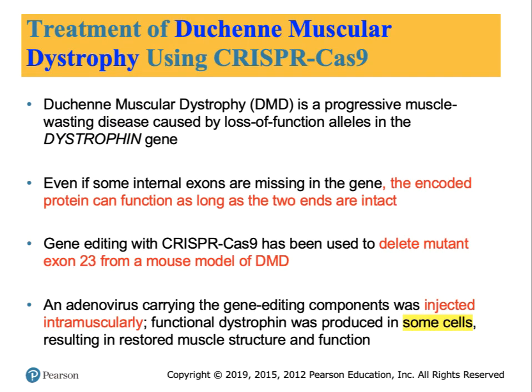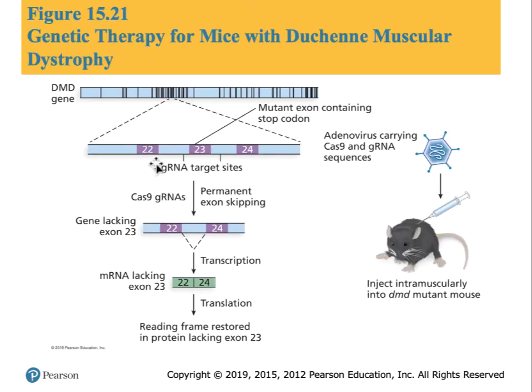The list of success stories involving CRISPR-Cas9 continues. Another major disease of humans is Duchenne muscular dystrophy. It's a progressive weakening of the muscles caused by loss of function and eventually death. The biology of this particular disease makes it particularly amenable to Cas9 treatment.